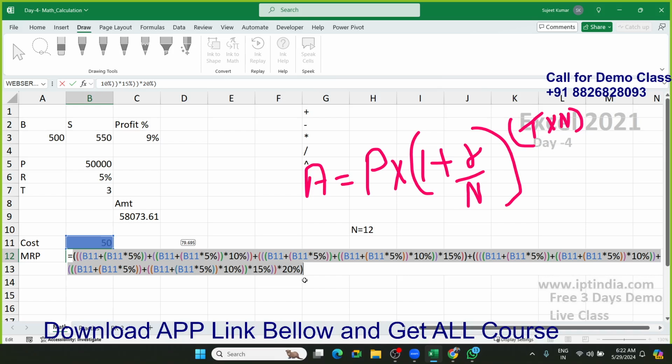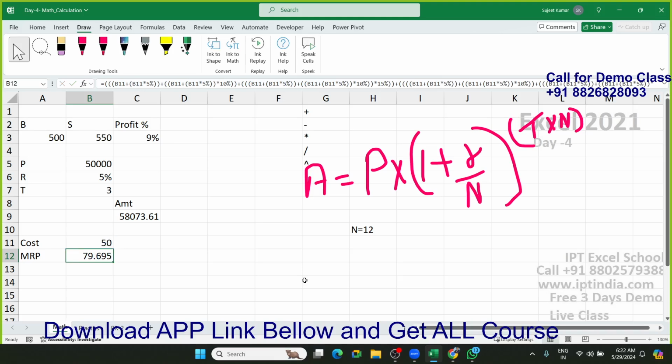Oh my God. But how can we? Okay, first understand what the calculation is. I have the manufacturing cost, and I want to calculate the MRP. There is no MRP mathematical equation or Excel formula, so I have some calculation step by step.